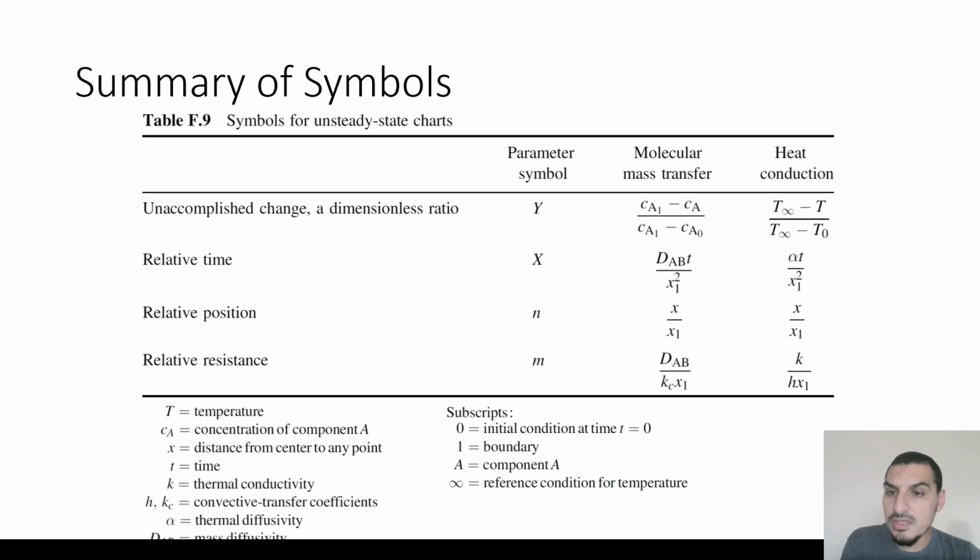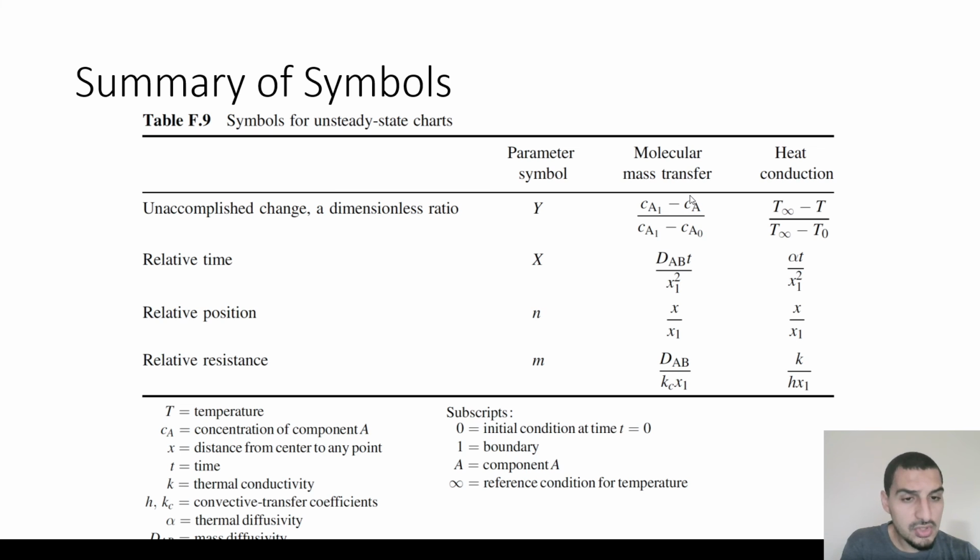So in summary, these are the parameters that we have: Y, X, N, and M. Using these three parameters, you can go to the chart and get the value of Y. And from the value of Y, I can calculate the value of CA.